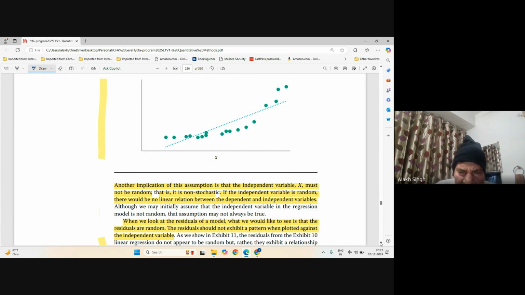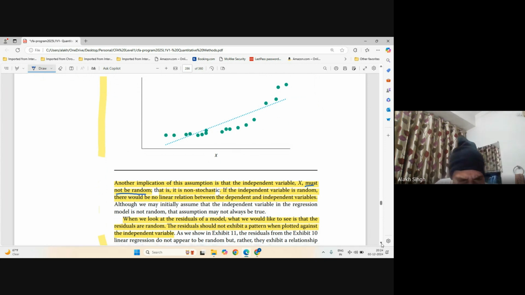Well, we had already discussed that. Another implication of the linearity assumption is that the independent variable x must not be random. That is, it is non-stochastic. If the independent variable is random, there would be no linear relationship. So if x becomes random, then there will not be any linear relationship between the dependent and independent variables.